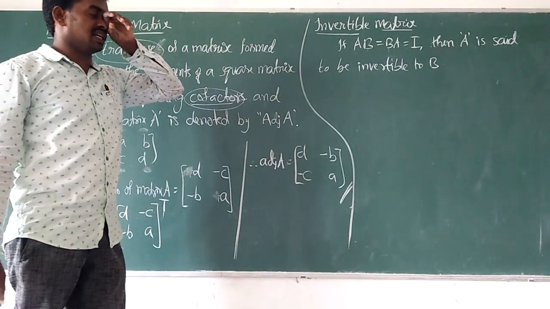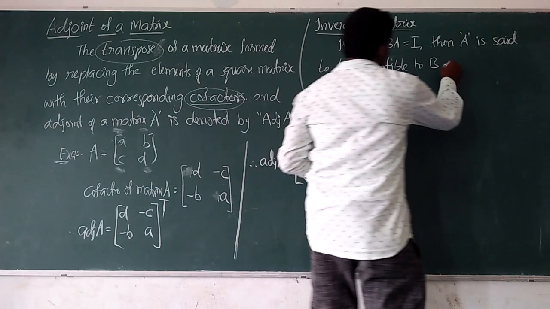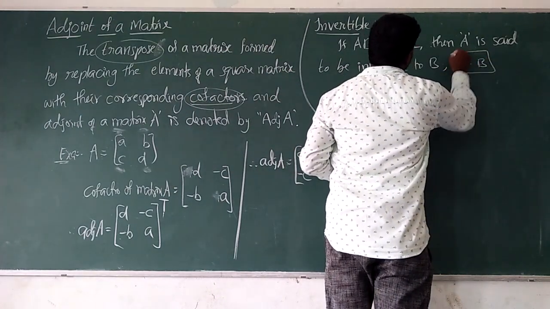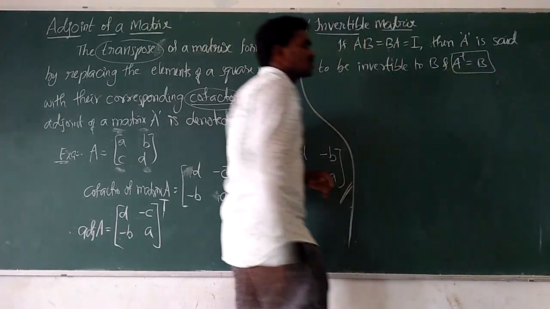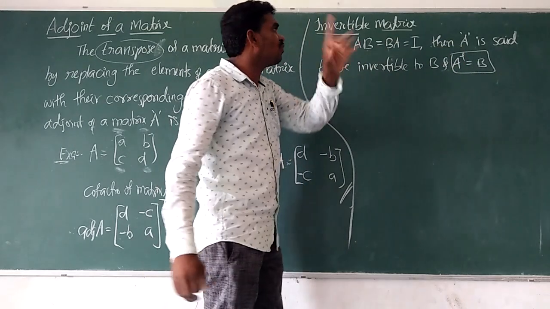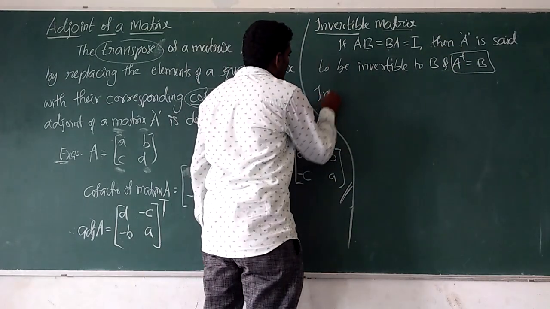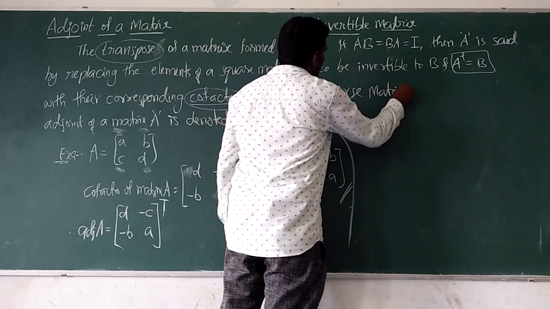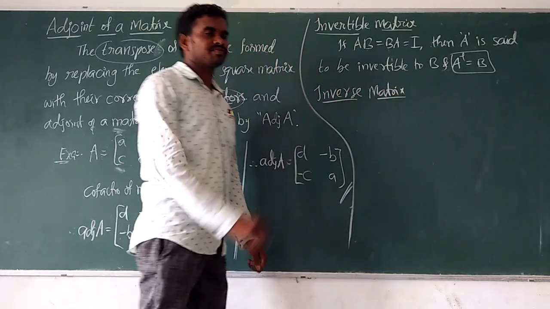Also we can say that A inverse is equal to B. What is A inverse? You should know what an inverse matrix is. So the next concept is the inverse matrix. Here I will tell you what an inverse matrix is.